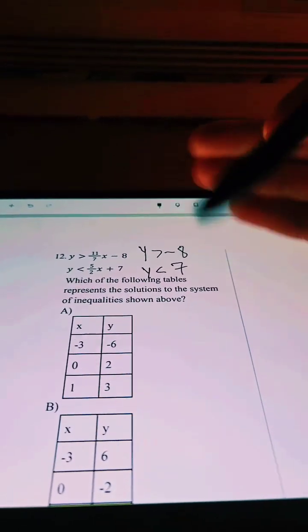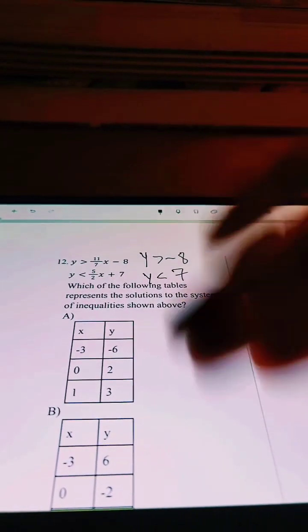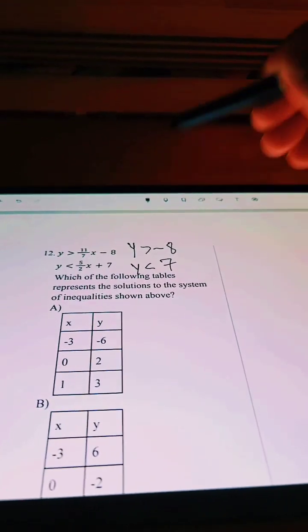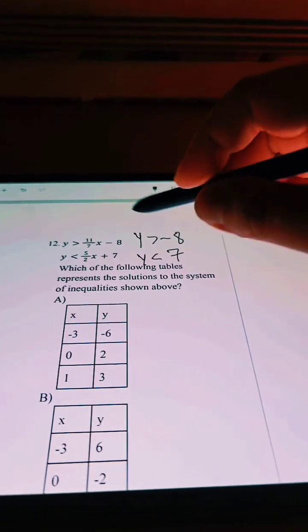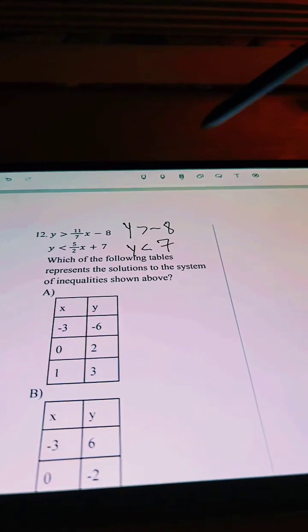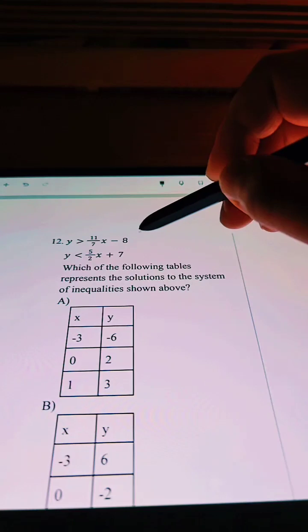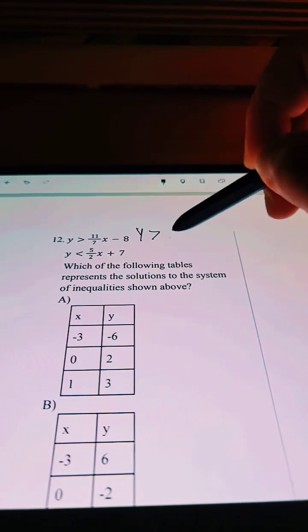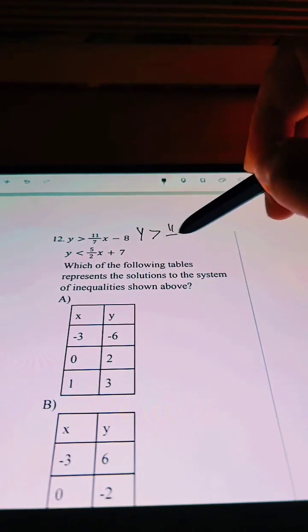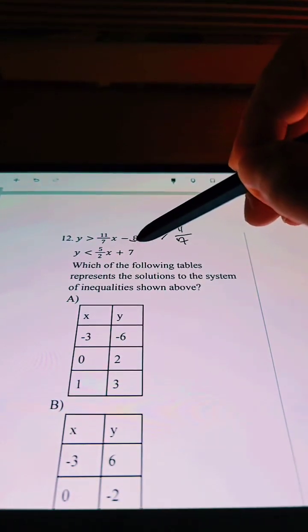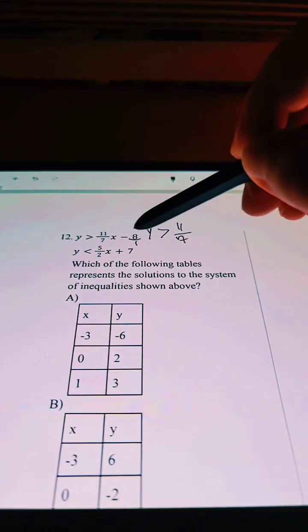I'm just going to go with what's easy to hard, because you can't strategically know from these what would be best by just looking at it. So then let's plug in 1 now for x. So I'm going to plug in 1 for x there, so then I'm going to get y is greater than 11/7 times 1 is just 11/7, and then it's going to be -8. So -8 is the same thing as -8 over 1.